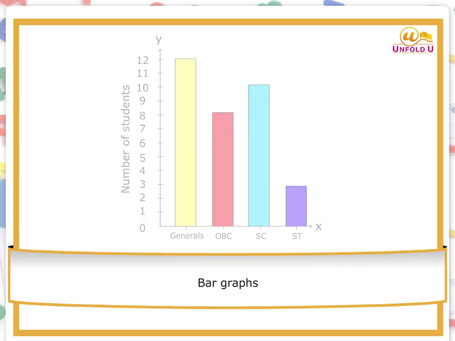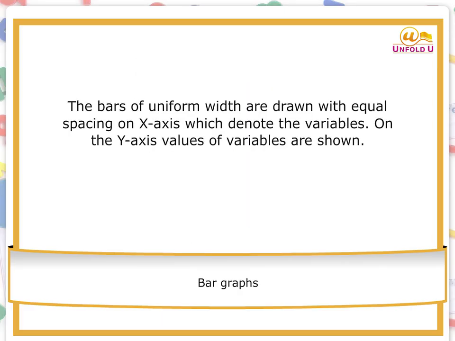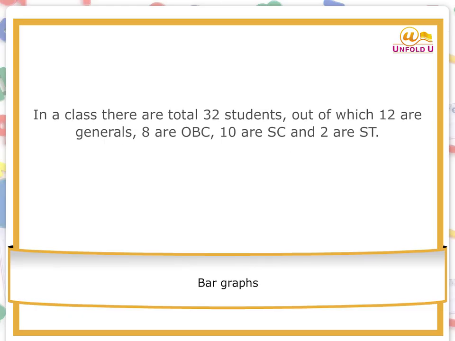In bar graphs, the bars of uniform width are drawn with equal spacing on the x-axis, which denotes the variables. On the y-axis, values of variables are shown. For example, in a class there are a total of 32 students, out of which 12 are General, 8 are OBC, 10 are SC, and 2 are ST. Draw a bar graph for the data.